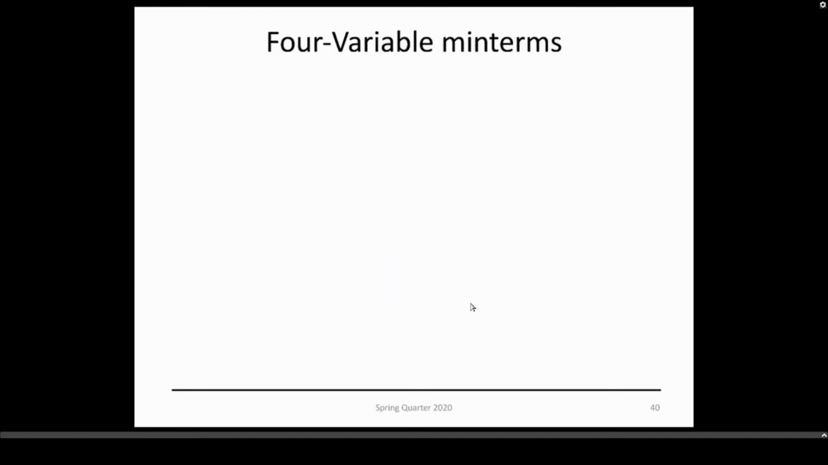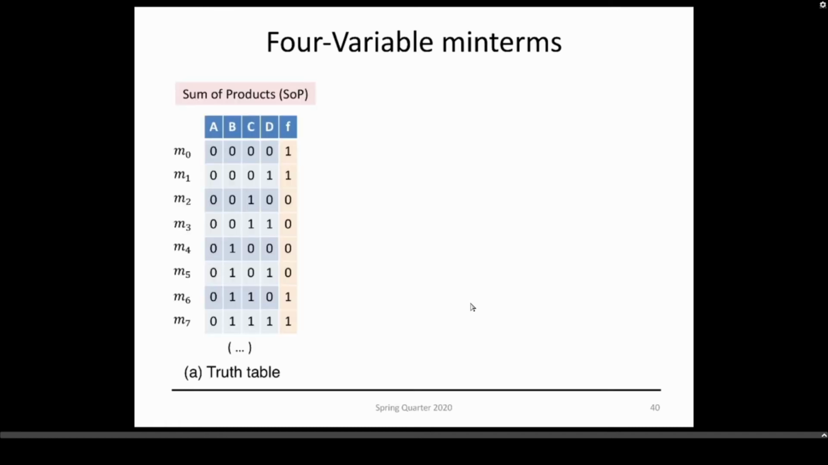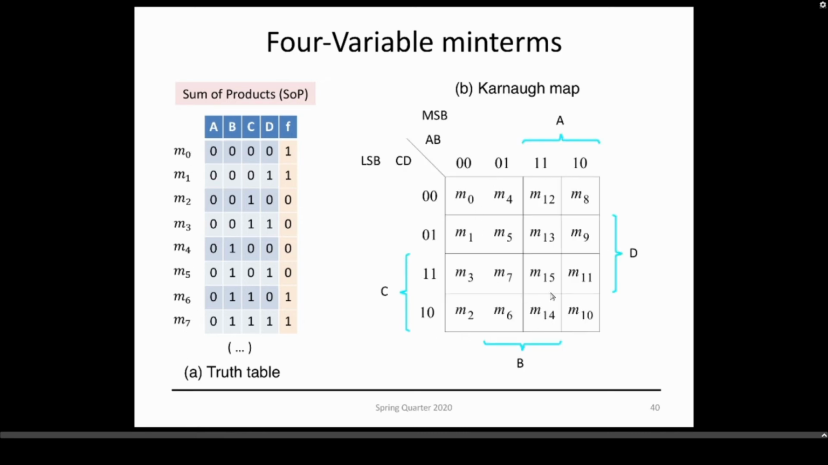Now let's go over the 4 variable minterms, and we stop here for Intro to Mechatronic Systems 2. So for the 4 variables, I have 16 combinations. Here it's just showing from 0 to 7, but you should have from 0 to 15. And the KMap is the following.